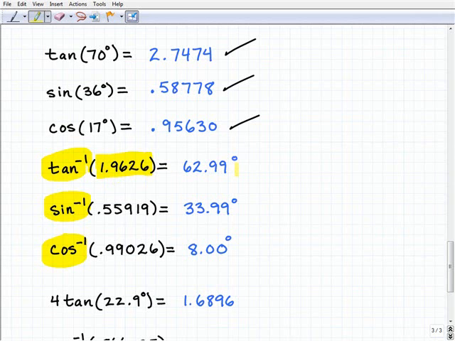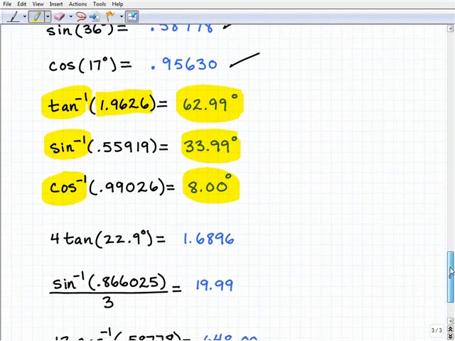Okay, and when you hit enter, the answer your calculator is going to get back to you, especially if it's in degree mode, is the degree. So here it's going to be 62.99 degrees. So you should have that degree notation there for these arc functions or inverse trigonometric functions.